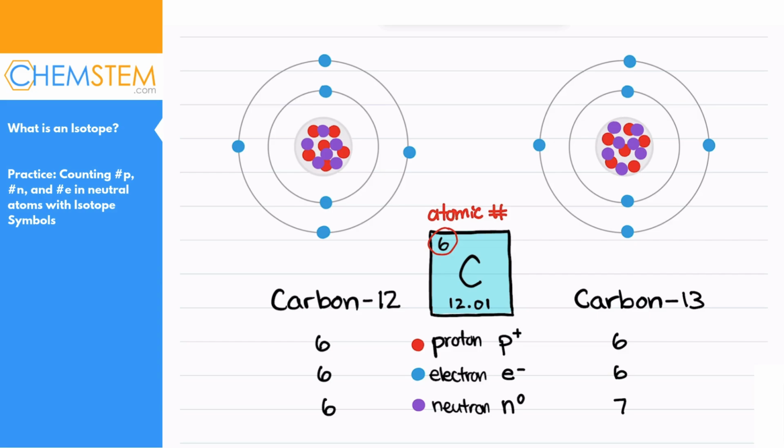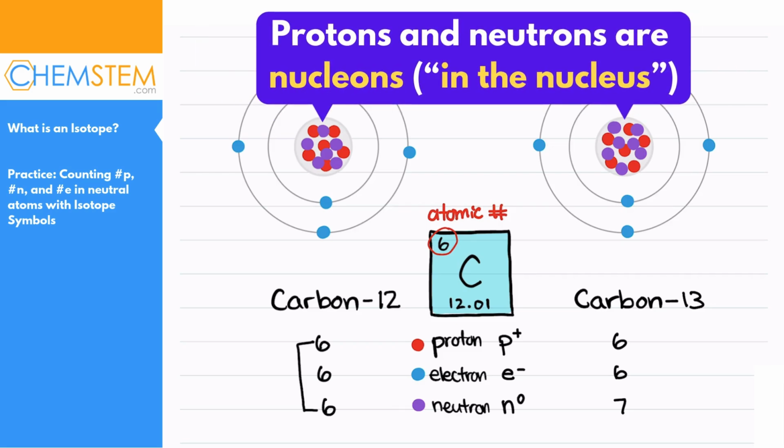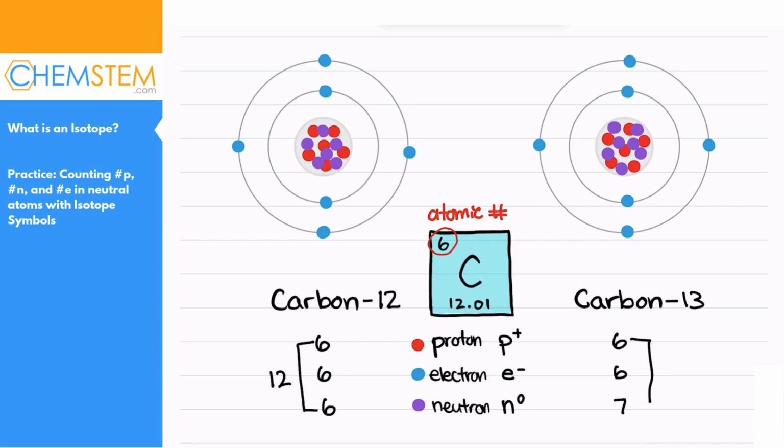Where is this 12 and 13 coming from? If you sum up the number of protons and neutrons, which are the things in the nucleus, collectively we can call protons and neutrons nucleons because they're in the nucleus, then we get 12 on the left, and 6 plus 7, that's 13 on the right. This 12 and that 13, those are called the mass number. So the mass number of the carbon-12 isotope is 12, protons plus neutrons. The mass number of the carbon-13 isotope is 13, protons plus neutrons.